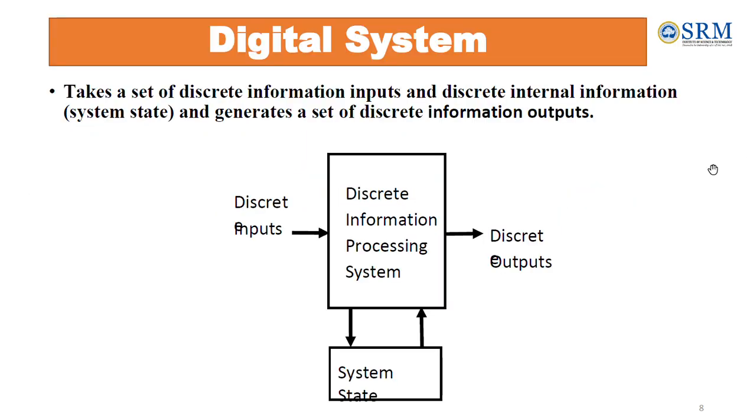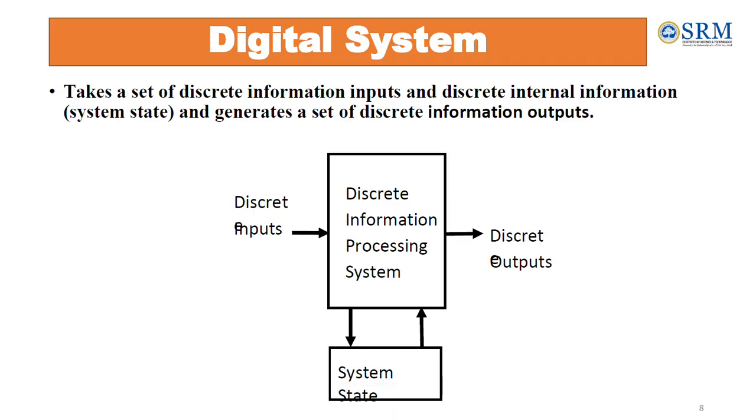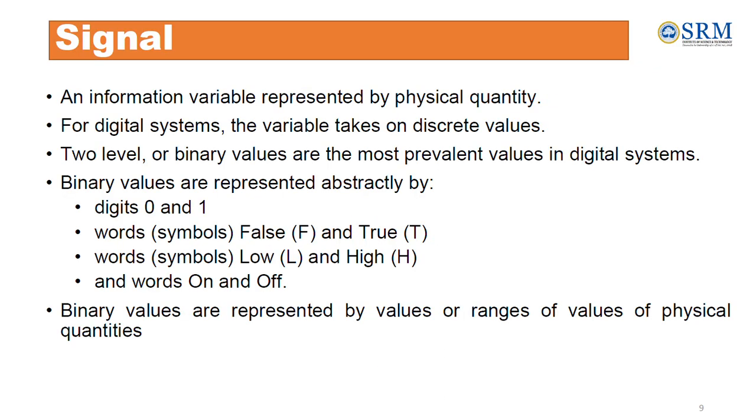And when we talk about the digital system, a digital system has a discrete input in 0 1 0 1 format and a discrete output in 0 1 0 1 format, and a discrete information processing system works upon the system states, like which particular state a system is in. So according to that, a digital system is designed.